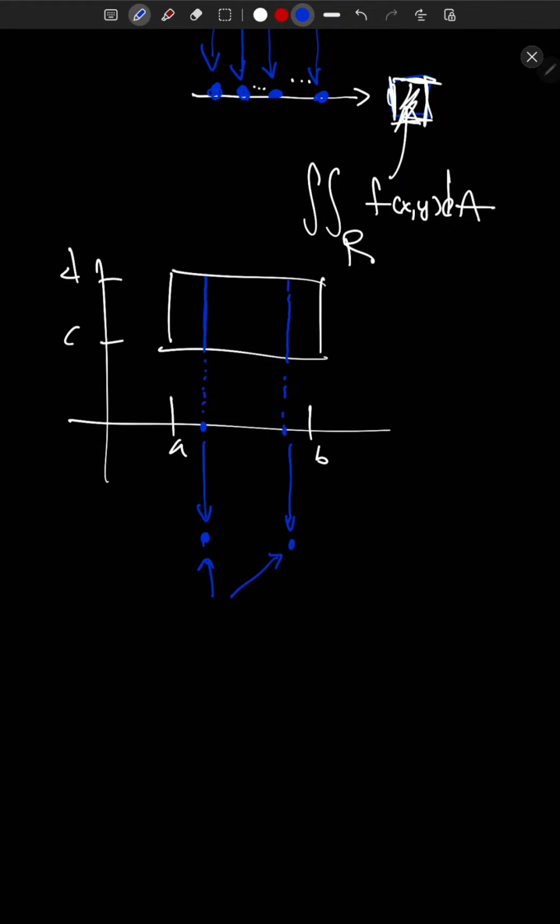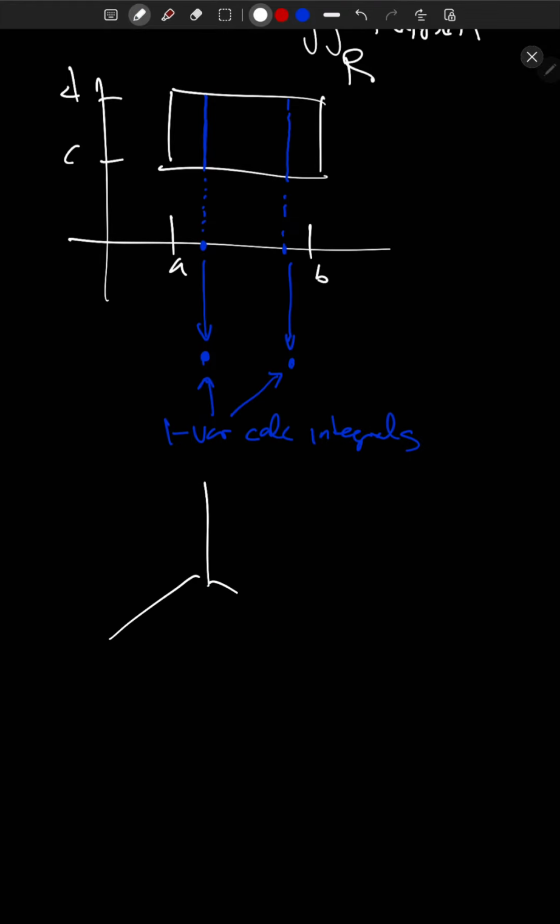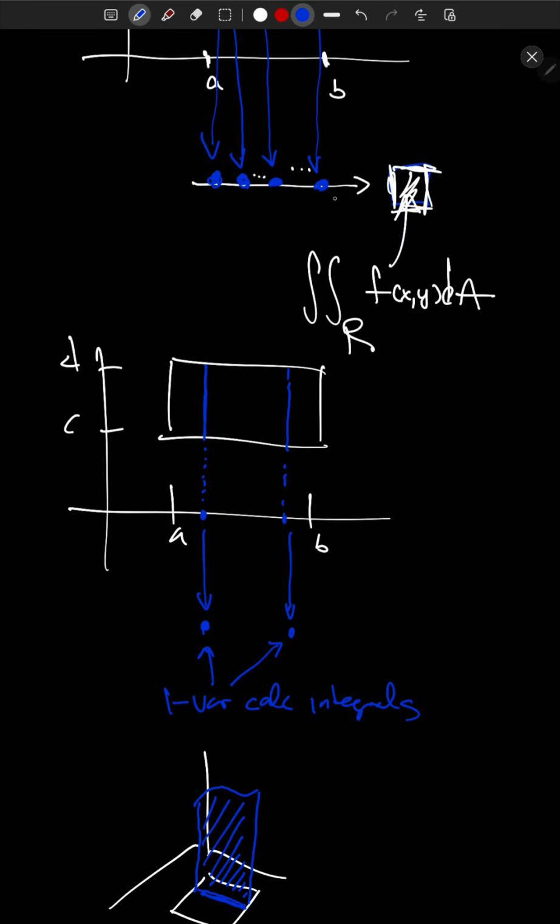these are actually just one variable calculus integrals. And what are they? If I draw this in 3D, this strip right there represents the area of the graph of my function that's above this small line segment right there. So each of these strips represents one of these areas. And essentially what I'm doing when I add them up at the end horizontally is I'm adding up the areas of these strips, kind of.